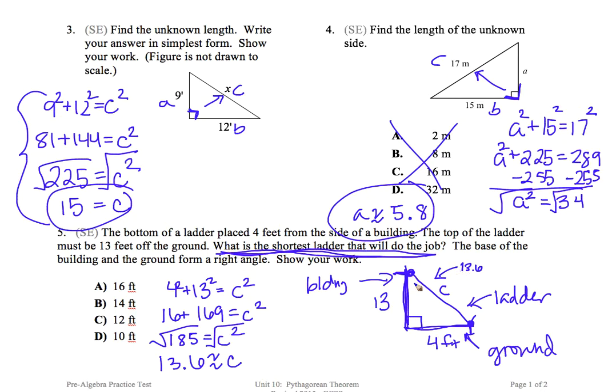Now, if this ladder is any shorter, it's going to go down lower. If it's down lower, it's not going to be 13 feet off the ground. That's a problem. So in this case, we're going to round up. And our answer is B, 14.